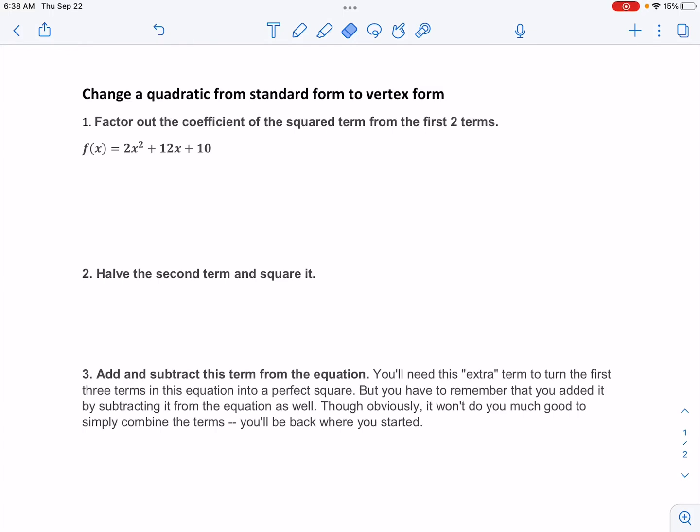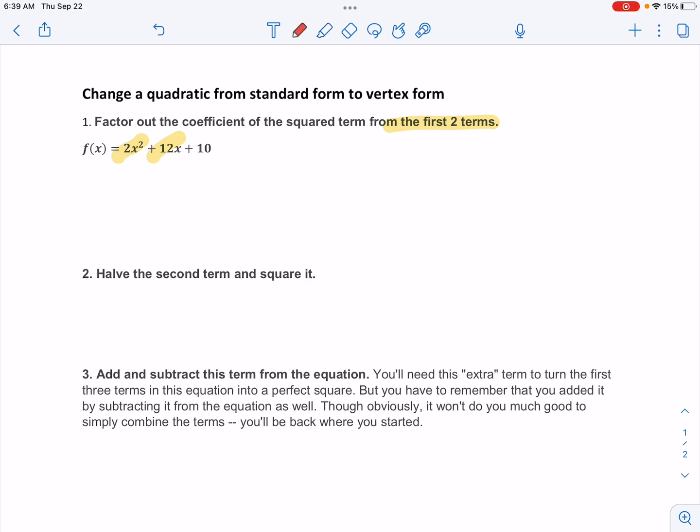To complete the square, the first step is to check to make sure you're in standard form. It's in descending order with the square term first, and then factor out the leading coefficient, or the a term, out of the first two terms.